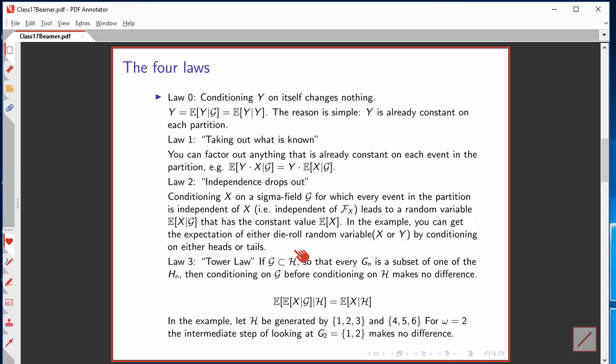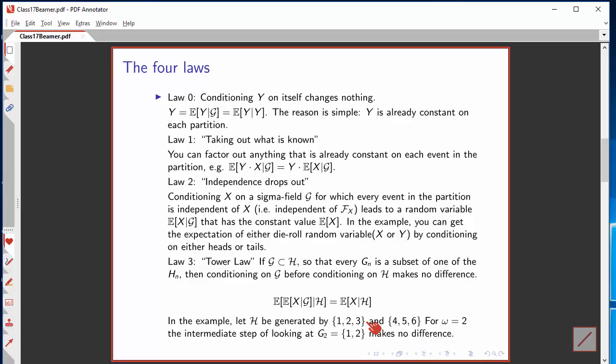The third law, and you will be doing a more formal proof of these on your own, is generally known as the Tower law. This says, suppose that G is a finer partition than H. In that case, it doesn't make any difference if you condition on G before you condition on H. You can write this very formally as the conditional expectation of the conditional expectation of X conditioned on G, conditioned on H, is just the same as the expectation of X conditioned on H.